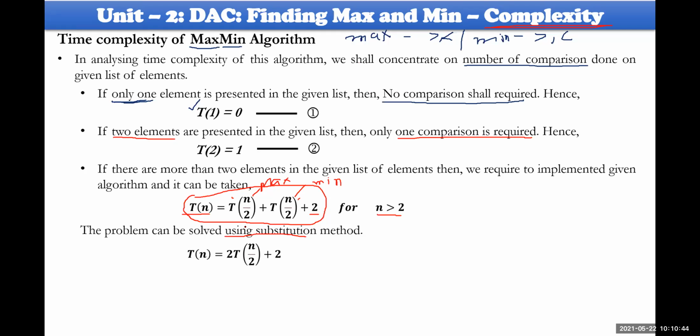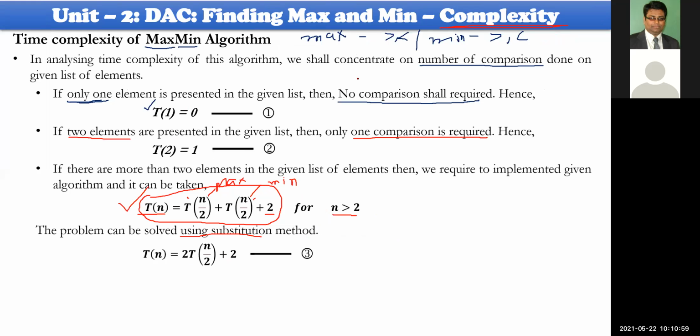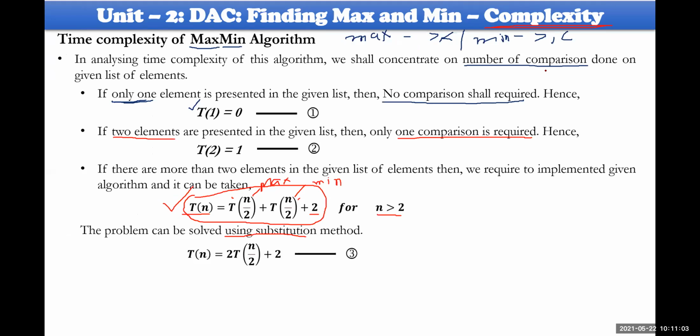If you solve this particular equation, you could get T of n equal to 2 into T of n by 2 plus. Okay, so let us consider this is equation number 3. Then go ahead and solve these equations. Identify the values of T of n by 2 and T of n by 4 and T of n by 8 and so on.